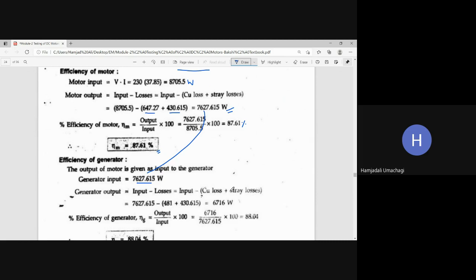Generator copper loss plus stray losses. So input here is 7627.615 minus copper loss of the generator, which is 481, as initially calculated, and stray loss of the generator, which is 430.615. After this we will get the output of the generator, which is going to be 6716 watts. So this is the output of the generator.